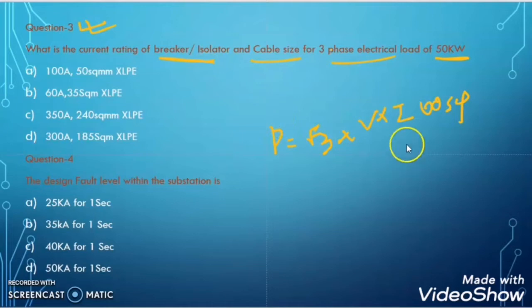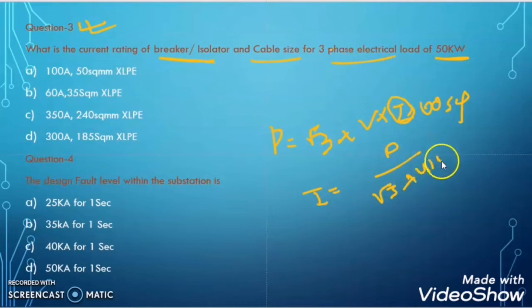The breaker rating or isolator rating, that is the ampere rating of the breaker or isolator. So you can calculate I is equal to P divided by root 3 into V. V here is 3-phase, so it is 400 to 415 volts. I consider it here as 415 volts, and cos phi is 0.8 because generally the power factor is taken as 0.8. If we calculate it, we will come near to the value of 100 amperes. So this will be the correct answer.